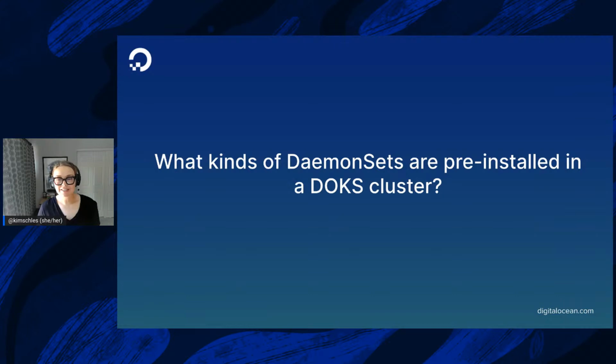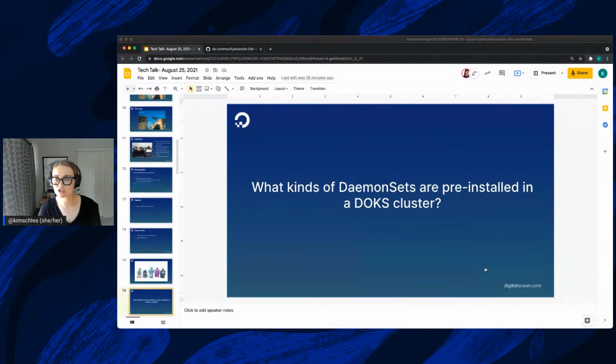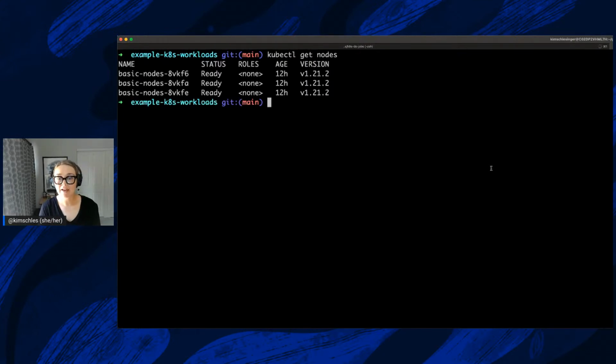I want to look and see what kind of DaemonSets are pre-installed in a DigitalOcean managed Kubernetes cluster. This is my command line. I have a DigitalOcean Kubernetes cluster, and I'm just going to look at the nodes. I have three worker nodes. They are called basic nodes, and you see they each have an individual hash at the end. If I have three nodes running and some DaemonSets running, I'm expecting to see one pod for each DaemonSet on a node.